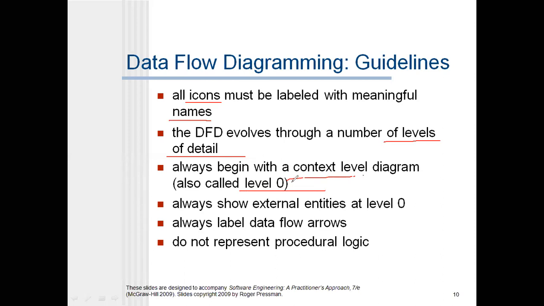Level zero is the first level. This is also called the context level. It will give the outer structure. And the next point: always show external entities at the 0th level. Whatever external entities we use to support our project should also be represented in this level 0 itself.